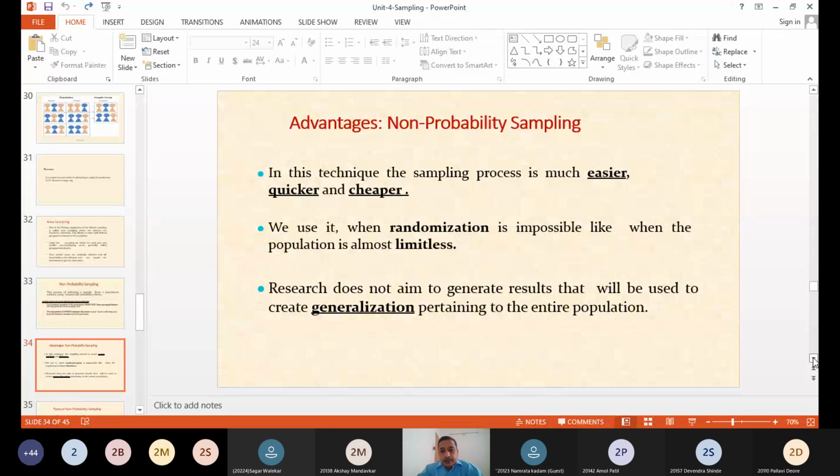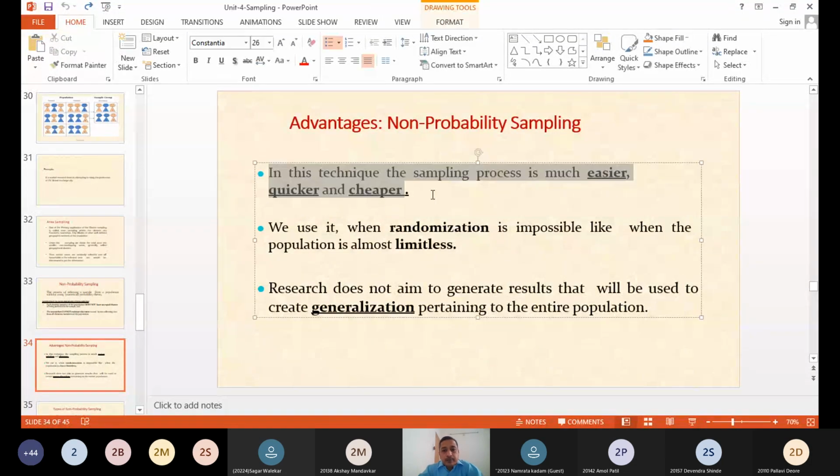Then a few advantages we can have because of using these non-probability sampling methods. The first advantage is that in this technique the sampling process is easy. So you will see that all these methods are easy to carry out, quicker, less time consuming, and cheaper.